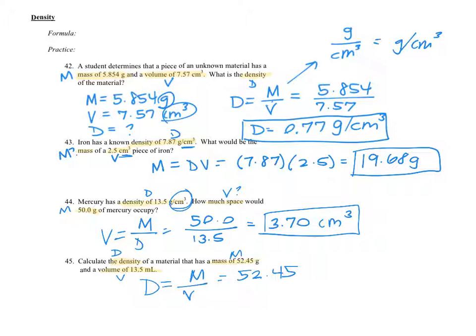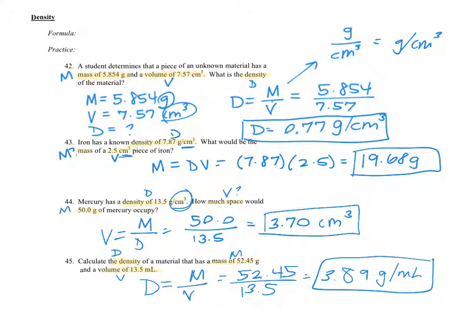So we do 52.45. Our units agree, remember: grams, grams, milliliters, milliliters. Then we're going to do 13.5. So we're going to do 52.45 divided by 13.5. Round to 2 decimals and you should get 3.89 grams per milliliter. So again, the units come from, for density, the unit of mass, the gram, and the unit of volume, the milliliter.